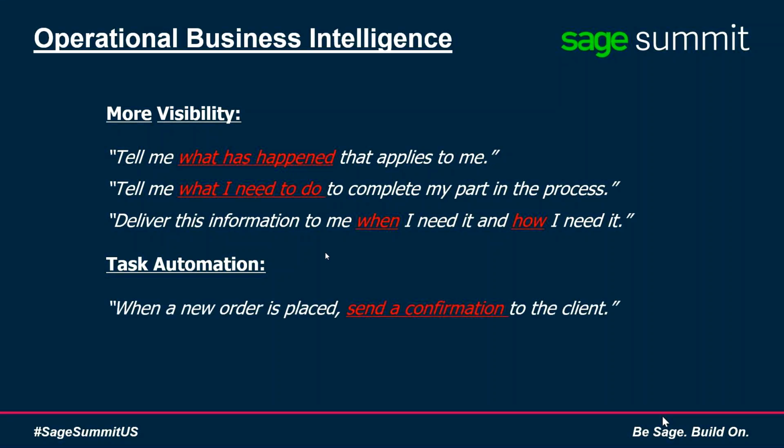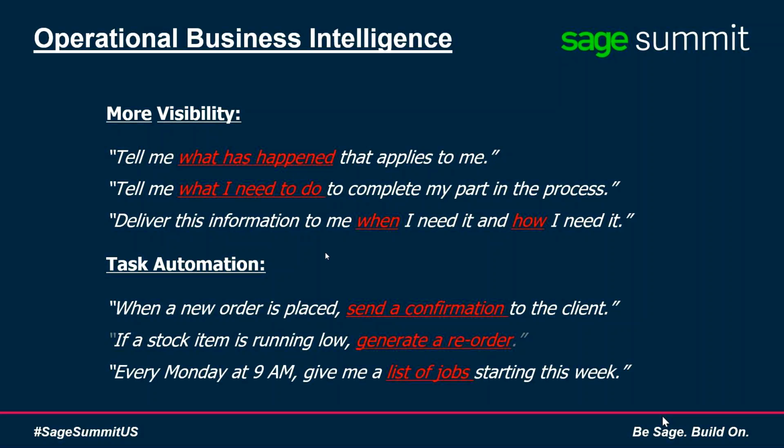Task automation. Just some examples I mentioned already. Automatically sending an order confirmation to a client when a new order is placed. Automatically generating a purchase order and delivering that purchase order to the corresponding vendor when an item approaches its reorder level. Or perhaps something as simple as every Monday morning at 9 a.m., give each of my staffers a list of their jobs that they need to start or perhaps complete this week.